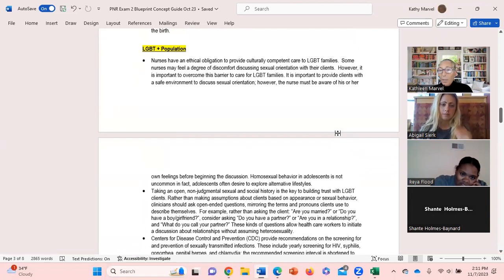Okay, the LGBT population, what did we learn? Okay, the first bullet is about providing culturally competent care. It talks about how sometimes nurses can feel somewhat of a degree of discomfort taking care of this population. Okay, so it's important for us to sort out our own feelings before we can be comfortable taking a history from this population, if we're not comfortable hearing about sexual history, social histories. Okay, so take that bullet. What's a question?